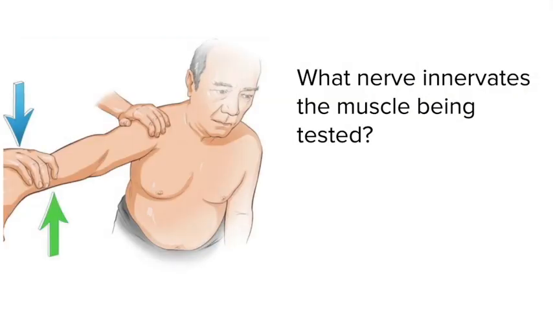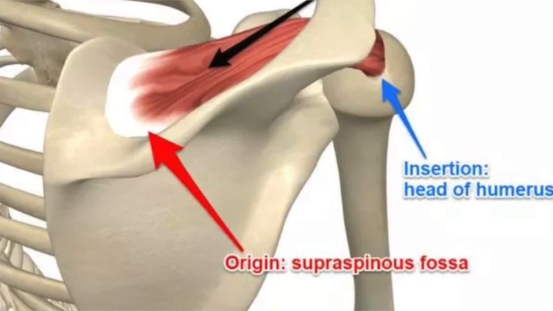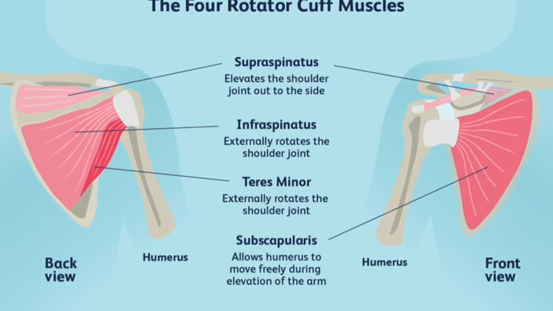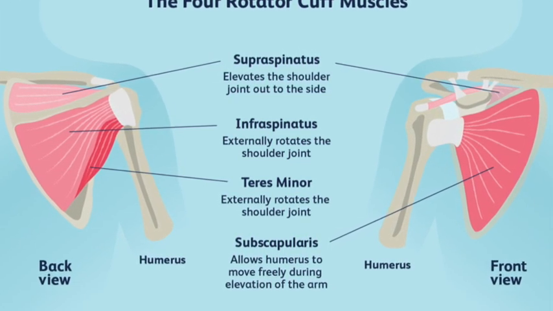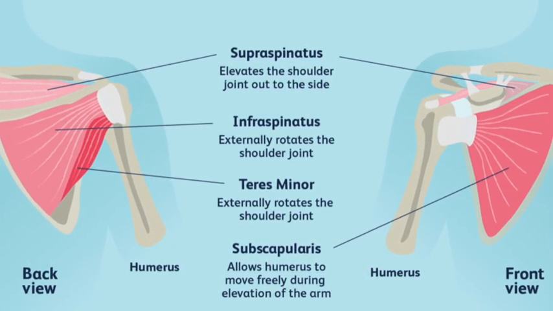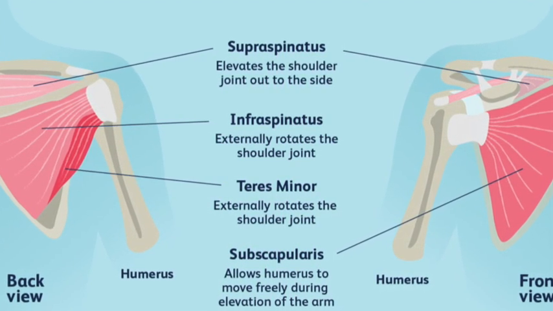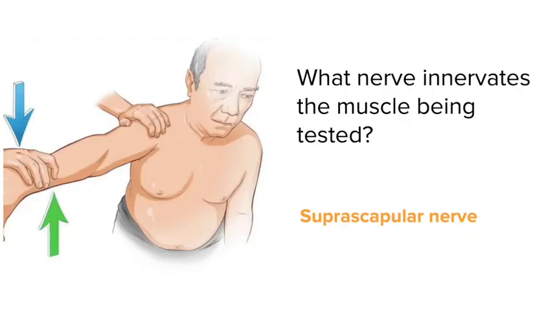What nerve innervates the muscle being tested? The suprascapular nerve. So this image is illustrating the empty can test, which is used to test the supraspinatus, which is a rotator cuff muscle. So knowing the rotator cuff muscle injuries or tears are very high yield. Recall that the supraspinatus is a rotator cuff muscle that is responsible for the first 15 degrees of arm abduction. This muscle is also the most common cause of rotator cuff injury, so it's very important that you know this one very well.